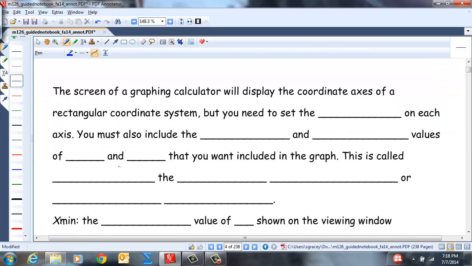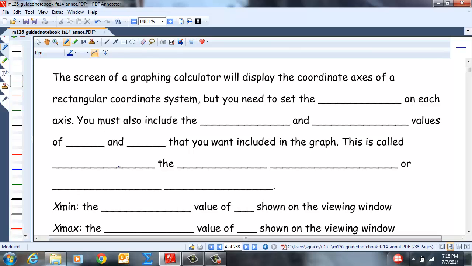Okay, so the screen of a graphing calculator will display the coordinate axes of a rectangular coordinate system, but you need to set the scale on each axis. You must also include the smallest and largest values of x and y that you want included in the graph. This is called setting the viewing rectangle or setting the viewing window.